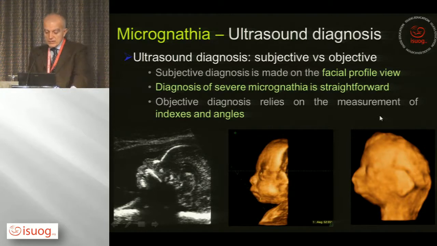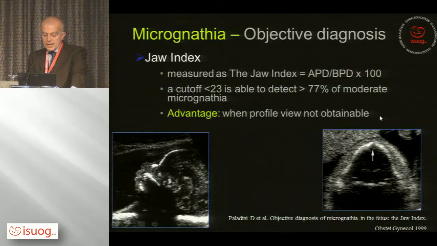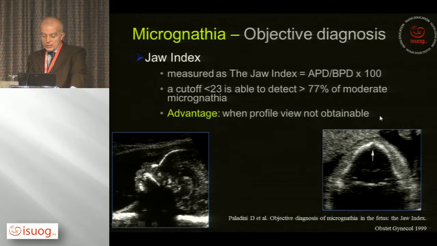We have evaluated all these at the time we wrote that editorial that you've seen before, and at that time, probably the 2 more reliable ones were the jaw index that you see here. You take the actual view of the bony mandible, not the alveolar ridge, the bony mandible here. You trace the lateral diameter, and then you measure the anterior-posterior one, and then you have a ratio between the anterior-posterior diameter of the mandible and the BPD to normalize for gestational age. And then a cutoff less than 23 is able to detect most of the cases of moderate micrognathia, at least in our experience.